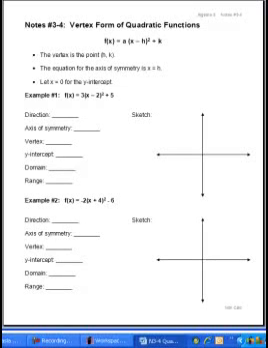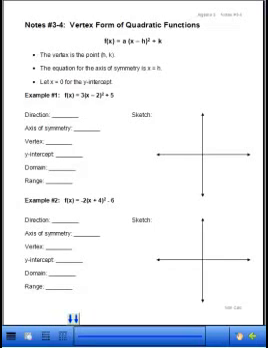We want vertex form for quadratic functions, and in this case the vertex is read right out of the equation. You have to get it in this form to be able to do that. And so let's look at some of these notes as we go through.